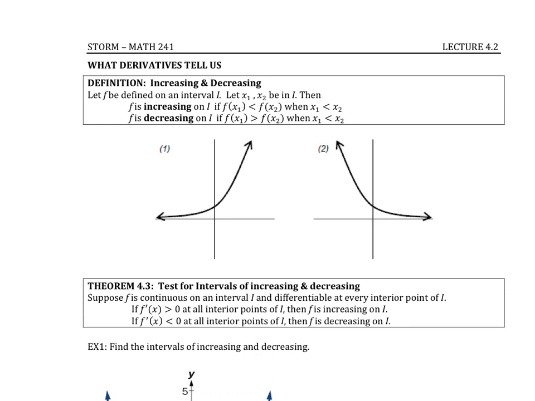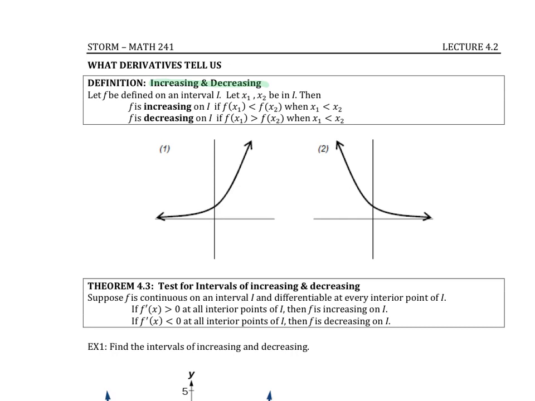In 4.2, we're going to look at the first and second derivative and see what it tells us about the graph of a function. So the first thing we're going to talk about is when a function is increasing or decreasing.